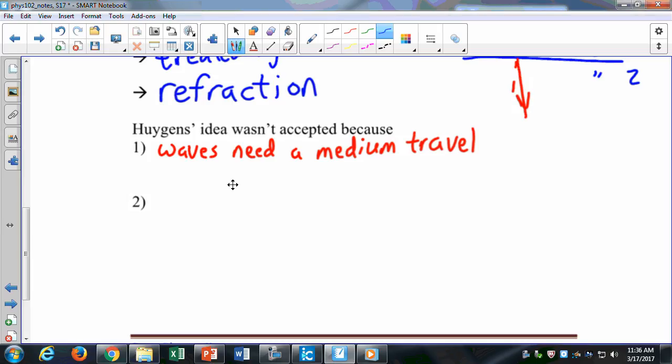Now we know actually that light is an electromagnetic wave, that it's an alternating of the electric fields and an alternating of the magnetic fields at the same time. And those things don't need mediums to travel through space.